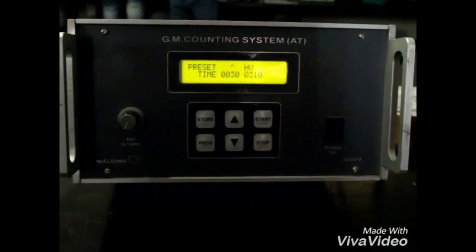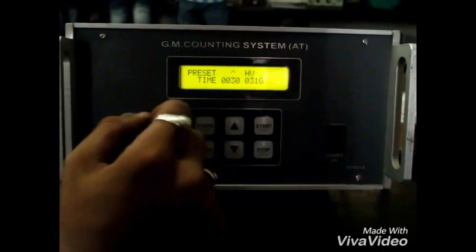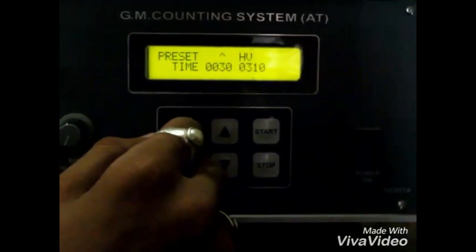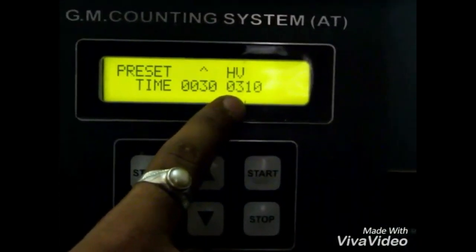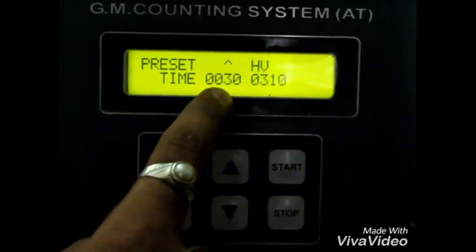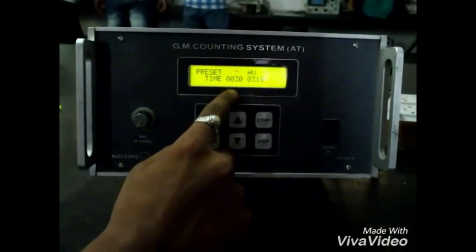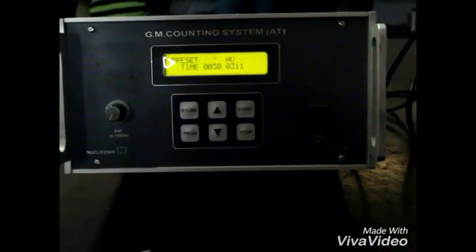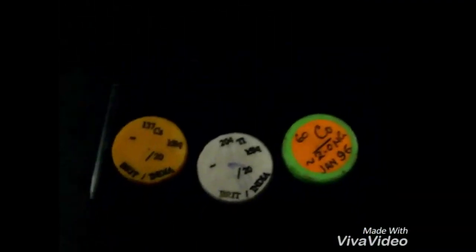Let us look towards the GM counting system. Here, we set a range of voltage up to 310 as we are using the beta source CS137. We are setting the time of 30 seconds by varying the program. Let us move towards the procedure. Here, we are using a beta source to plot the characteristics of GM tube and to determine its operating voltage.